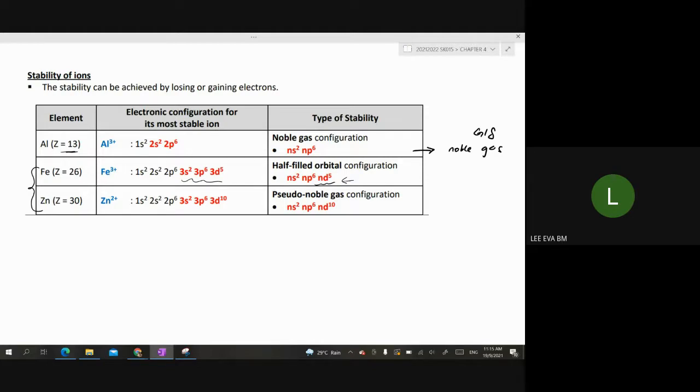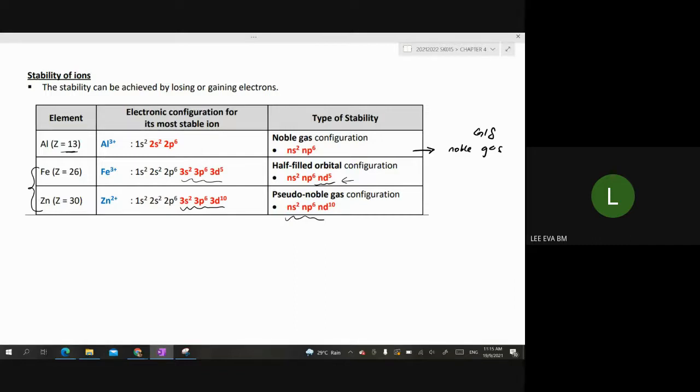If you look at the example given here, we have zinc, proton number 30. After losing 2 electrons, it achieves 3s2, 3p6, 3d10. So now the S subshell, P subshell, and D subshell are all fully filled. Kind of like noble, but not exactly noble, so we call it pseudo noble gas configuration. That means all the subshells S, P, D are completely filled.